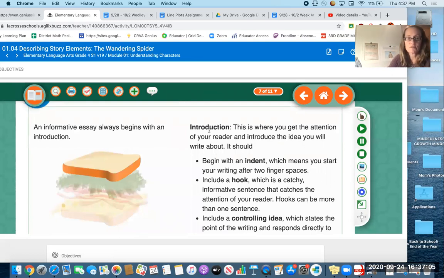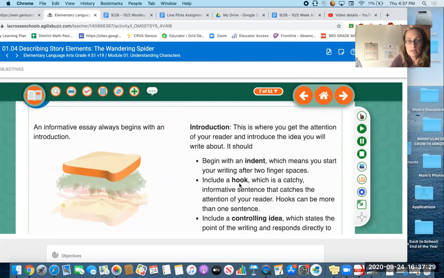It talks about the introduction, kind of that top piece of bread. This is where you get the attention of the reader and you introduce the idea that you're going to be writing about. There's three separate things you want to be thinking about in an intro. Always want to indent your paragraph. That means you are starting your writing, you put two finger spaces on the paper and you move it over, and that's your indenting. We can go over that too.